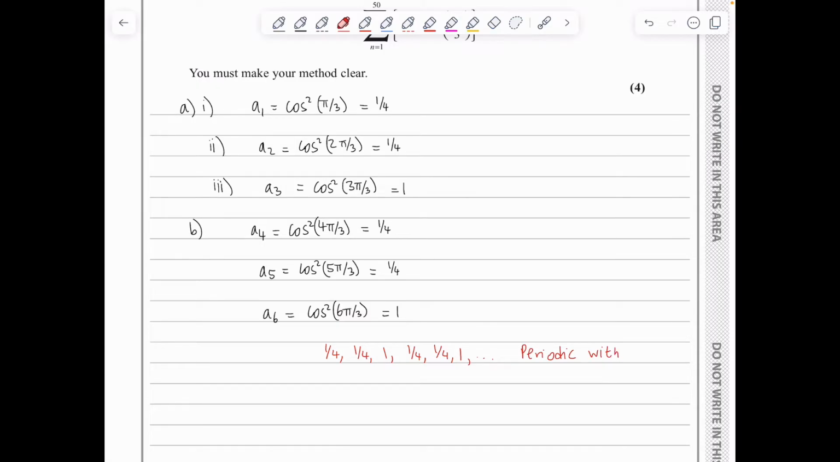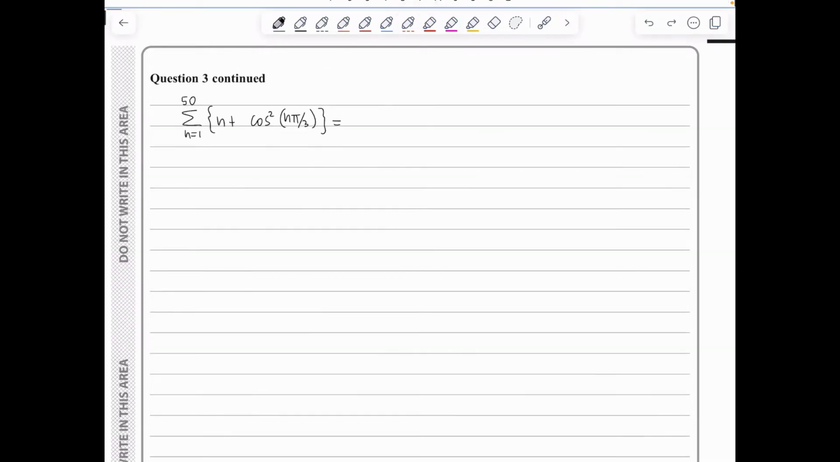Now the order means the number of terms to see all the range of values of this sequence. So this sequence repeats every 3 terms, so it's periodic with order 3. Now to evaluate the sum from n equals 1 up to 50 of n plus cos squared n pi over 3, I will start by splitting this summation into the sum from n equals 1 up to 50 of n plus the sum of cos squared n pi over 3, again from n equals 1 up to 50.